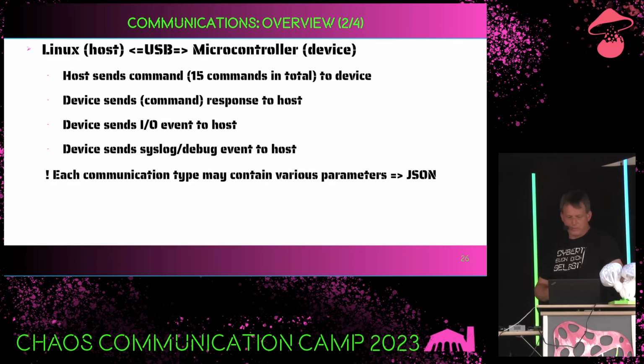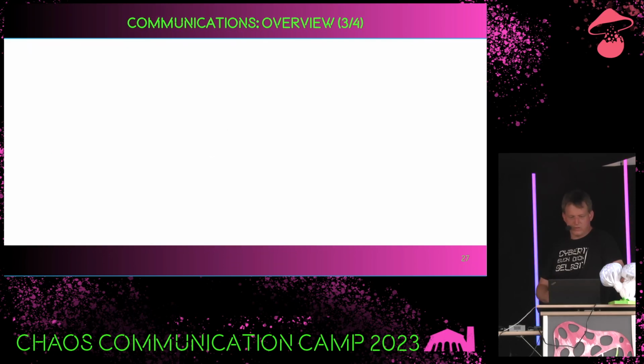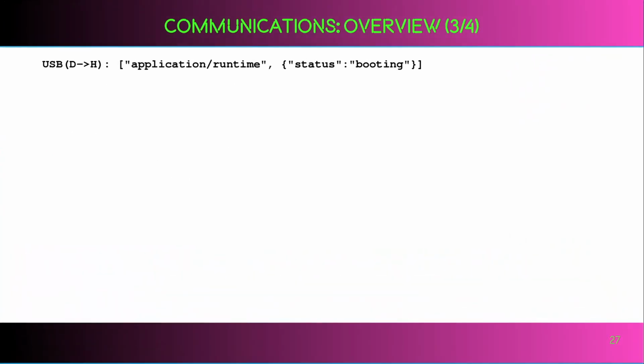So, various parameter types. I decided to use JSON as the protocol. Essentially, it's a JSON array. The first element is the command. The second element is a dictionary of key values for the parameters. Due to timing, I'm going to skip over this real quick.